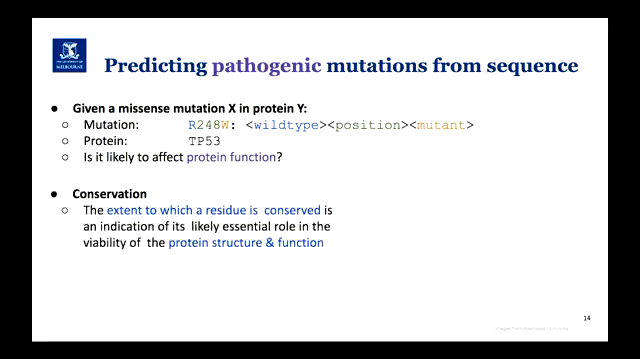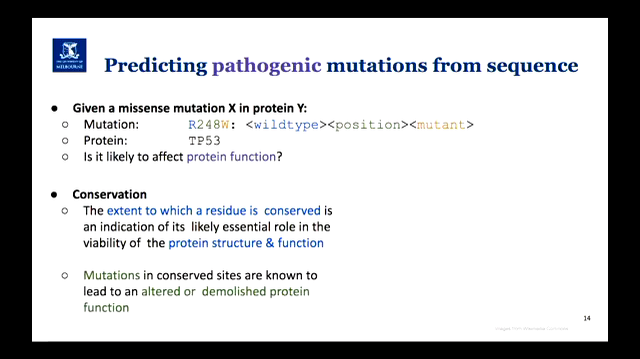The idea behind conservation is that the extent to which a residue is conserved is an indication of its likely essential role in the viability of protein structure and function. So the more conserved a residue is across a family of related proteins, the more likely that a mutation on that residue is going to alter or demolish protein function. So mutations on conserved residues are likely to be pathogenic, or more likely than the rest.